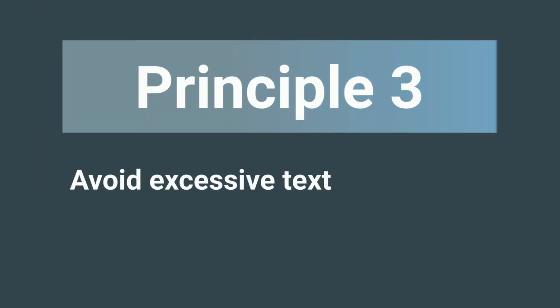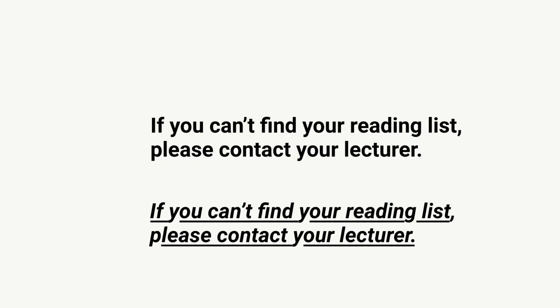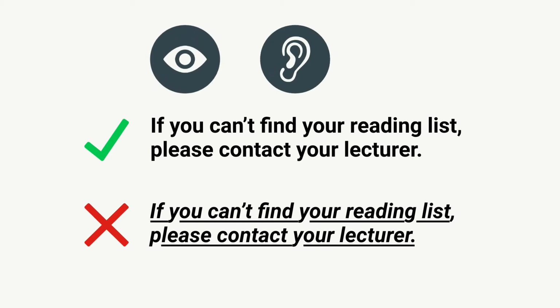Principle 3. Avoid excessive text formatting. The sentence at the top is easy to read because it's been formatted using only bold. The second one, however, has bold, italics, and underline formatting, which makes it much more difficult for those with low vision, literacy difficulties, and dyslexia to read.